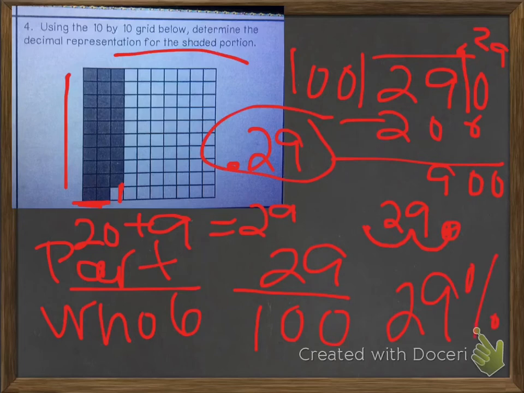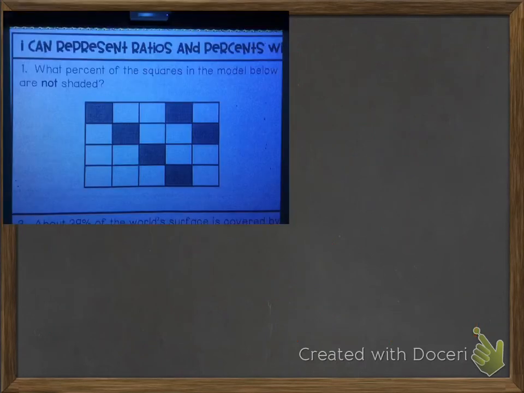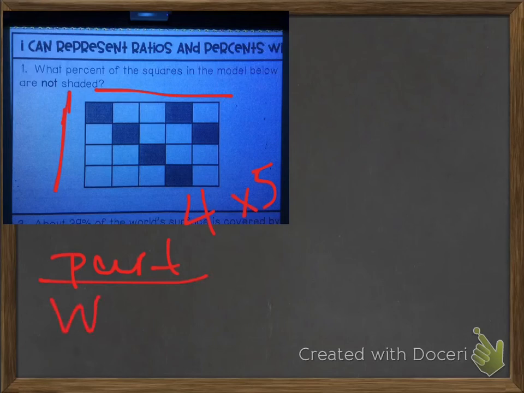So let's look on into it a little further. I have this diagram. As you can tell, it is not a 10 by 10 grid. So I have to look at it. It's a 4 by 5. So 4 times 5 is 20. So I know my part over whole is going to be, my bottom's going to be 20 this time. Can I make a percent out of 20? No, but I can try to get it to where it's 100.